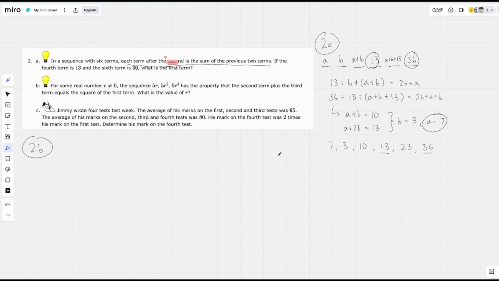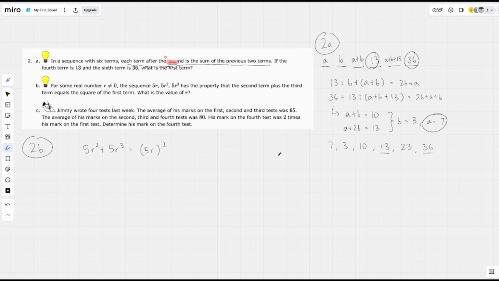For some real number r, the sequence from 5r to 5r squared to 5r cubed has the property that the second term plus the third term equals the square of the first term. So this question sets up an equation that we have to solve. So the second term is 5r squared plus the third term is 5r cubed. This is equal to the square of the first term.